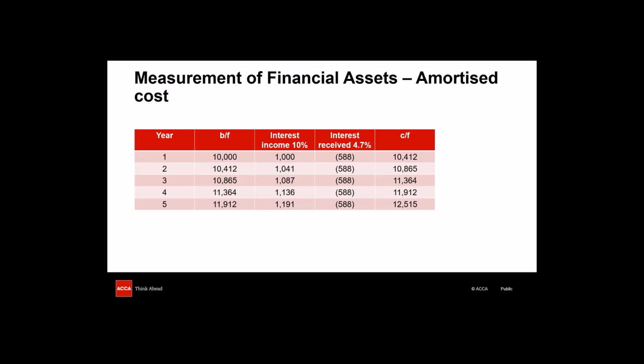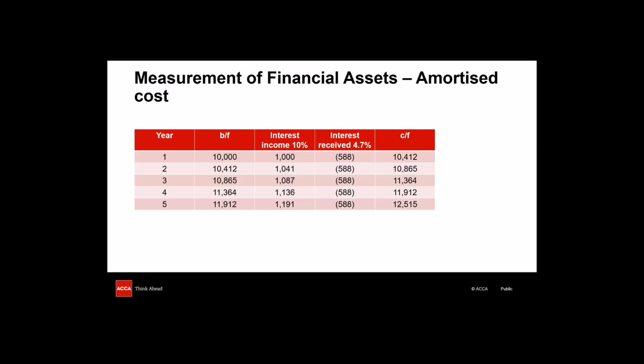Same working, 10% is now applied to 10,412. These workings are in dollar thousands. Interest received is 588, balancing figure is 10,865. And as we do it, you see that at the end of the life, which is at the end of 5 years, the value goes back to 12.5 million. There is a small rounding difference in it, but basically it is going back to 12.5 million, which is the par value of this loan.